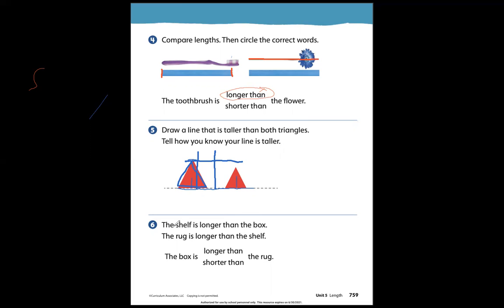Problem 6. The shelf is longer than the box. So I need to draw a shelf is longer than a box. The rug is longer than the shelf. So I have a shelf, a box, and a rug. Okay, so I'm going to draw my shelf. The shelf is longer than the box. So if this is my box, I'm going to put a B in it for box.